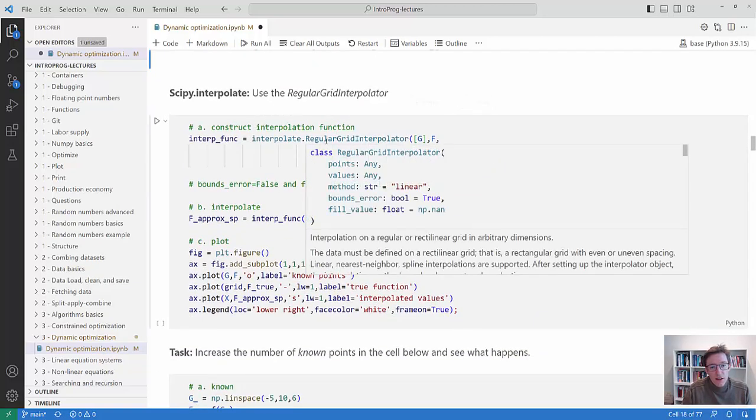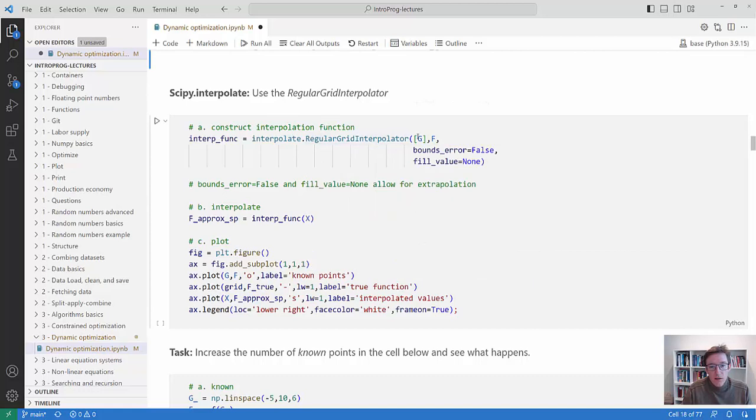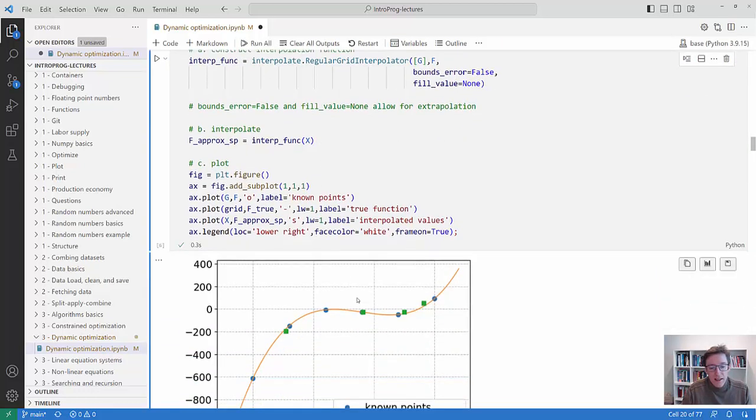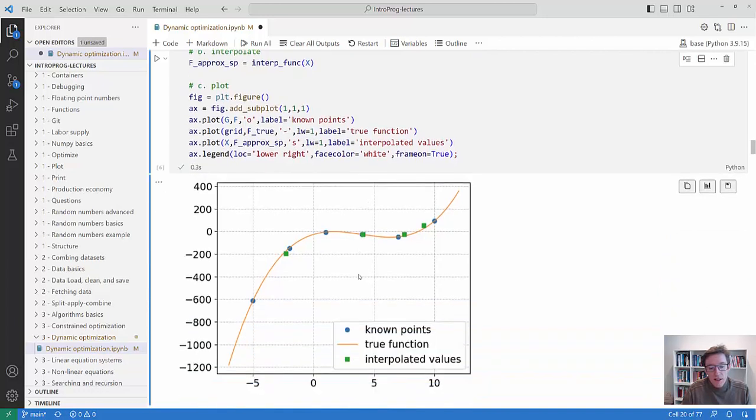So this is the regular grid interpolator, where you specify a list with the grid in it, and then you specify the known values, and you specify bounds_error equal False and fill_value equal None in order to allow for extrapolation. And then once you have set up this interpolation function, you can just apply it to the vector of points, and we will get exactly the same plot as below. So this is exactly the same.